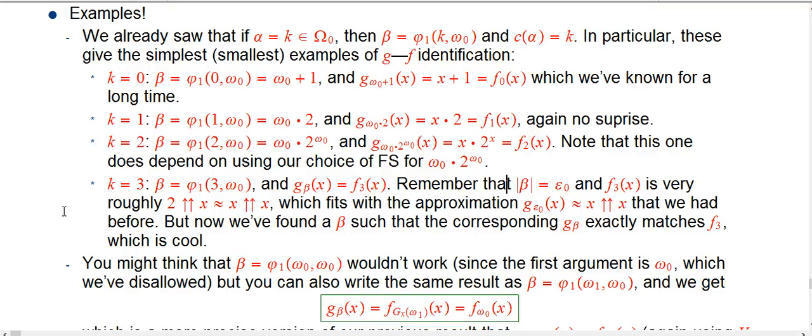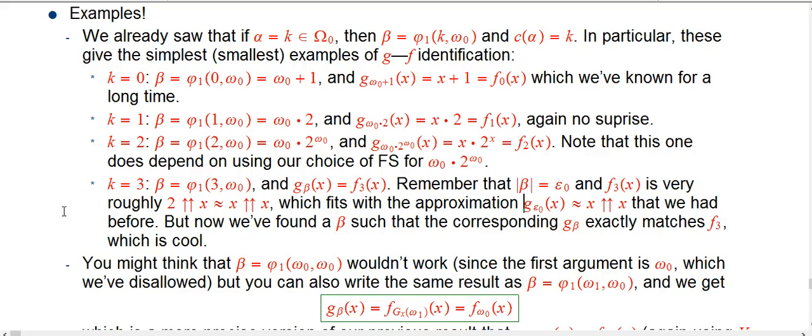So this makes more precise something we had observed before in some other videos as I was starting to talk about the slow growing hierarchy and leading up to the ordinal collapse stuff. I've talked about how the ordinal height of this particular beta is epsilon naught. And f sub 3, because it's iterated exponentiation, it's something on the order of 2 double up x, or maybe call it x double up x. And we had seen this before.